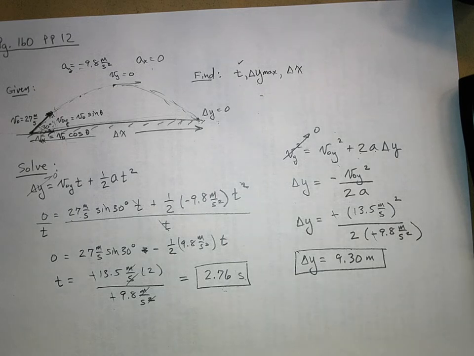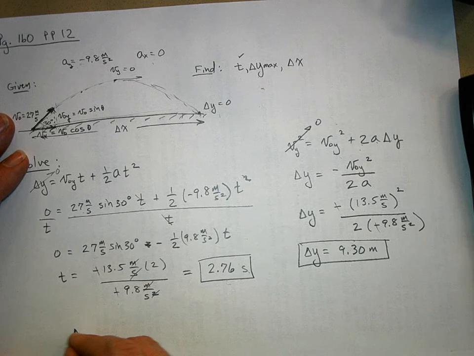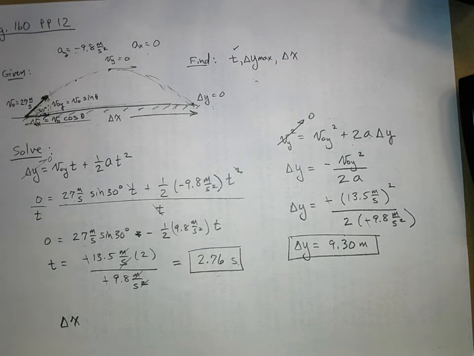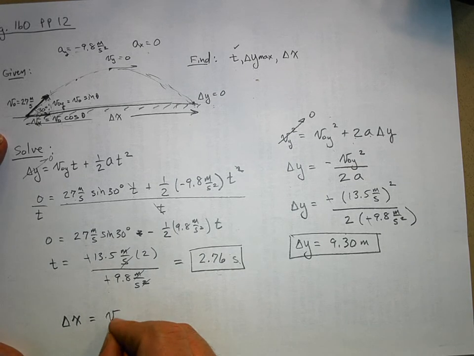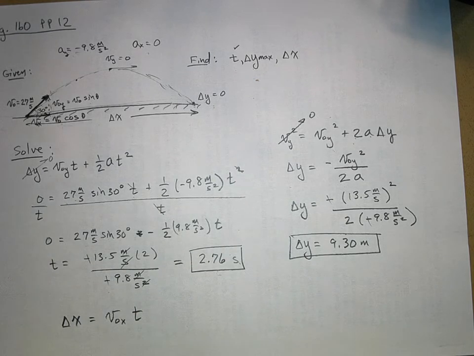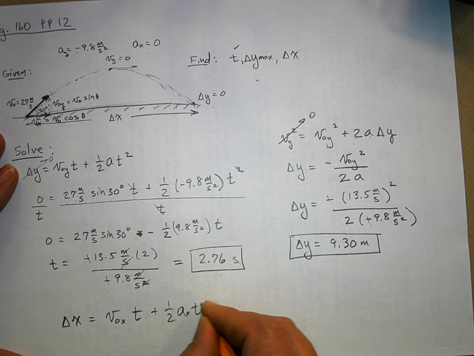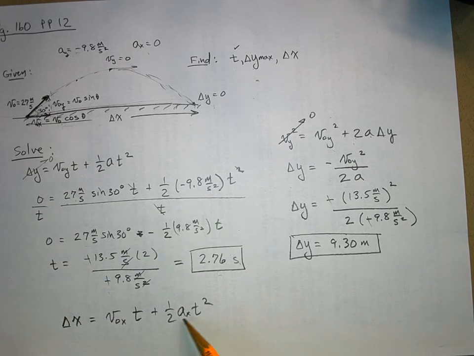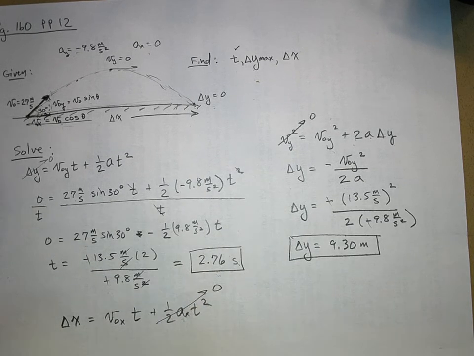Follow each one? Okay. Now finally we need to figure out what delta x is. There's only one kinematic equation in projectile motion for delta x, and that is delta x equals v naught x times time. That's it. You could say, well, what about plus 1/2 a x t squared? Well, yeah, what is the acceleration in the x direction? 0. So this whole term goes away.